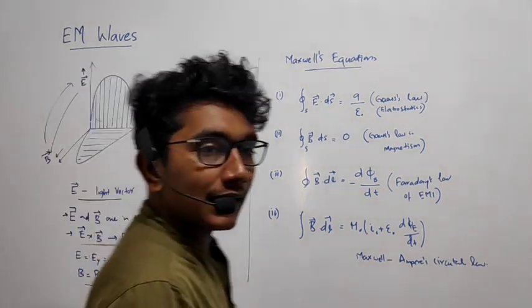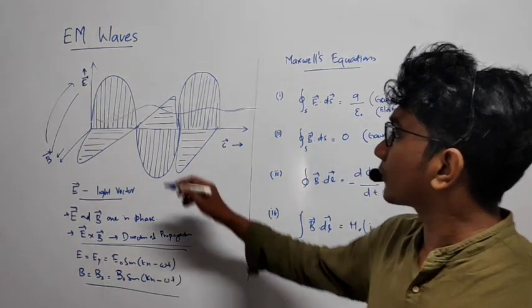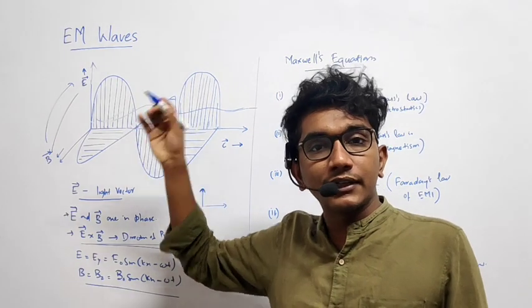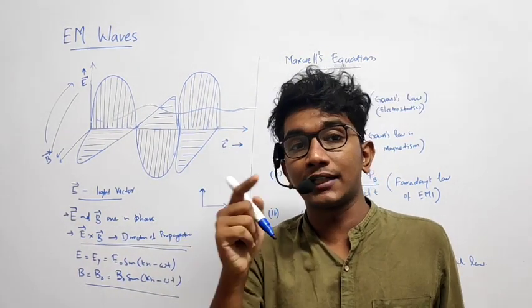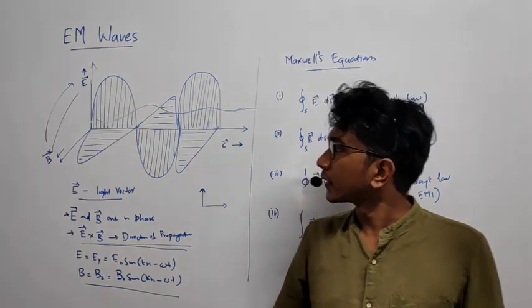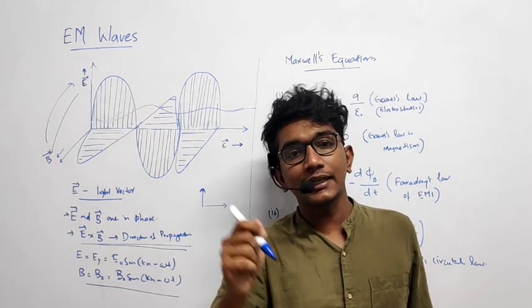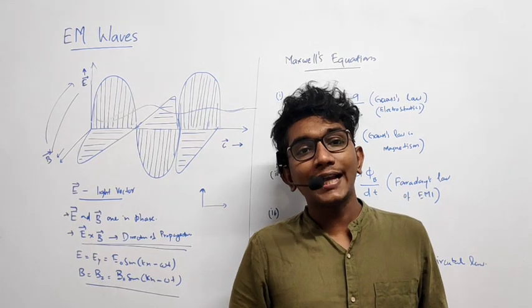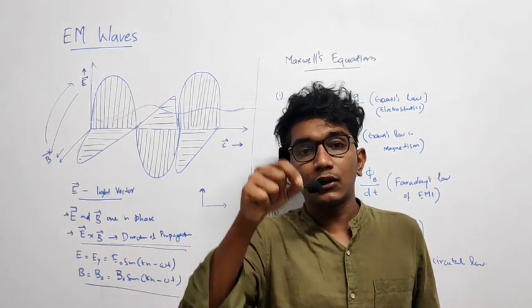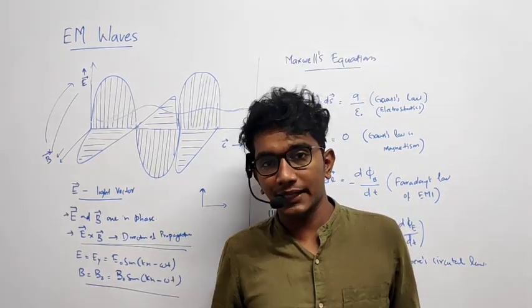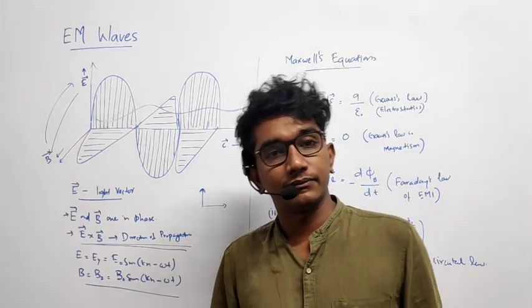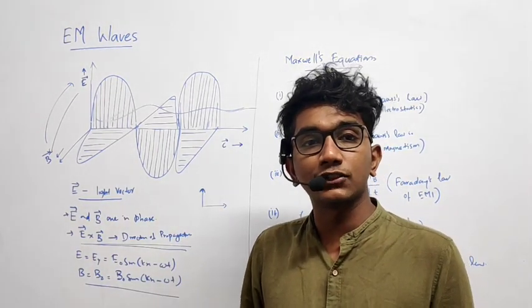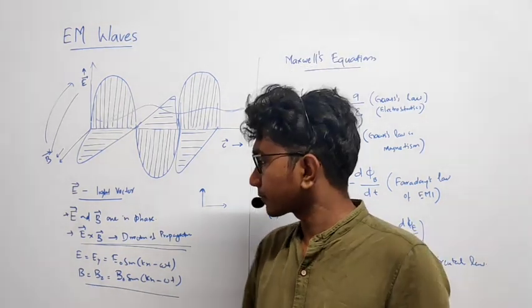Second thing, the electric field in the electromagnetic wave gives us the optical properties of that electromagnetic wave. So that is why the E vector is called the light vector. Okay, the electric field vector is also known as the light vector.